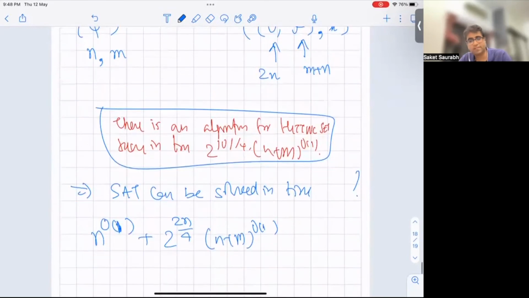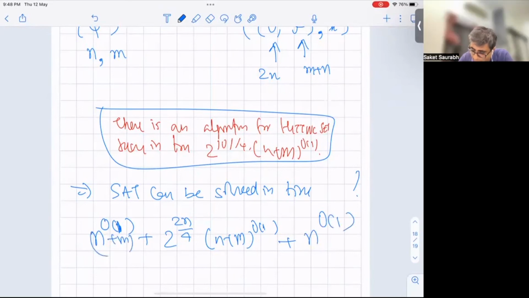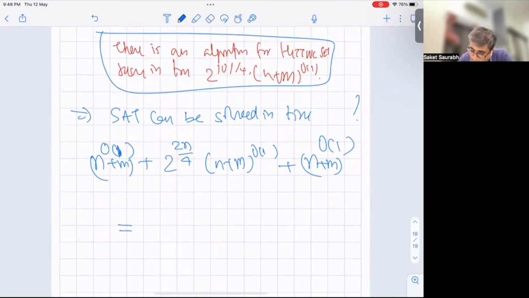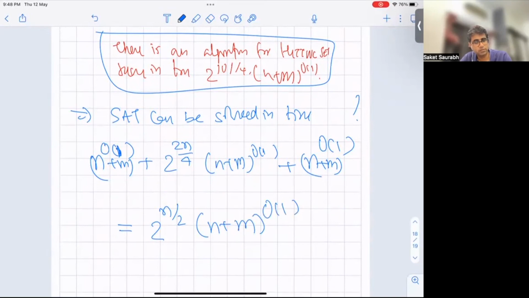But now, given an answer to this, how much time will you take to get an answer for SAT? If I gave you an answer for set cover, how much time will you take to get an answer for SAT? Polytime. Oh, I shouldn't be writing n plus, I should write n plus m. Okay. So what is the total running time of this algorithm? 2 to the power 2n. Does it contradict SETH? Yes.